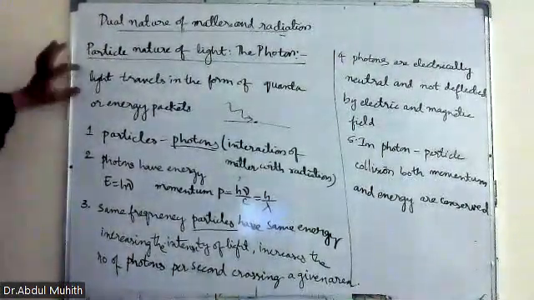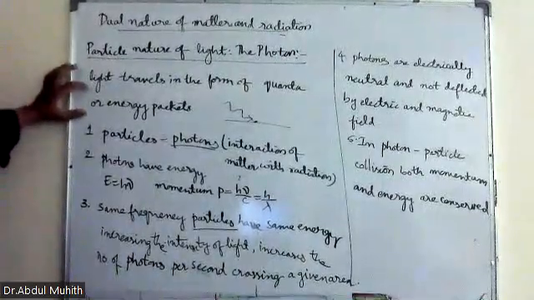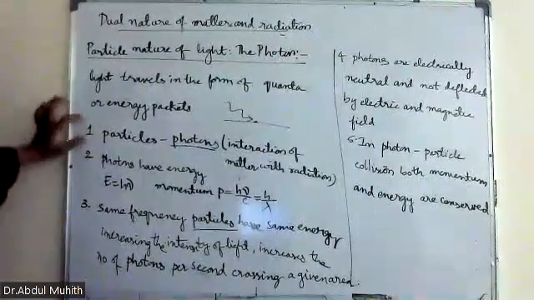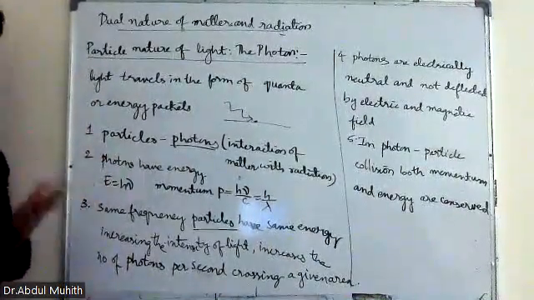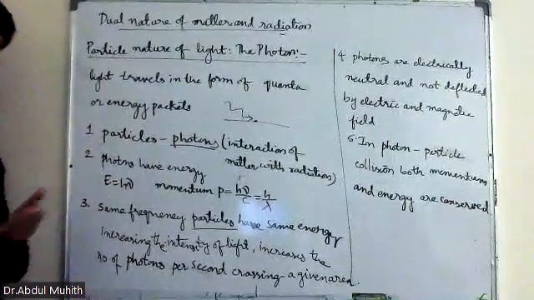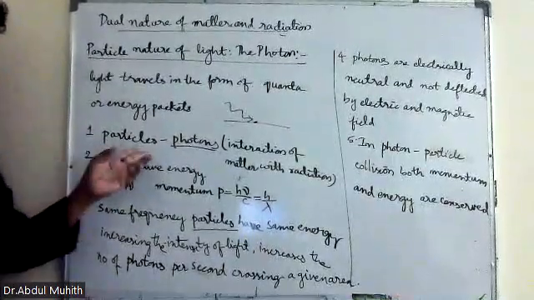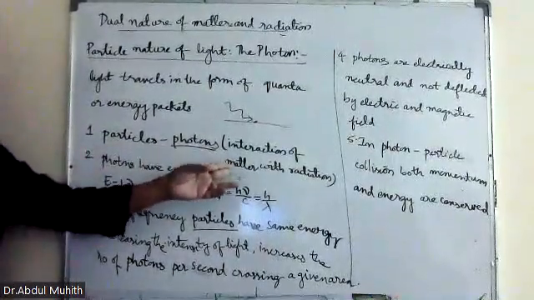Once quickly, see here: light travels in the form of quanta or energy packets, as told by Albert Einstein. Before Albert Einstein, it was Max Planck who gave that concept of particle nature. Particles are nothing but photons here. That is the interaction of matter with radiation.